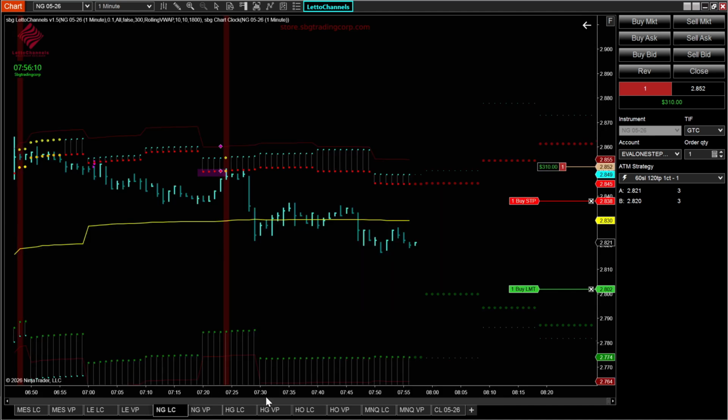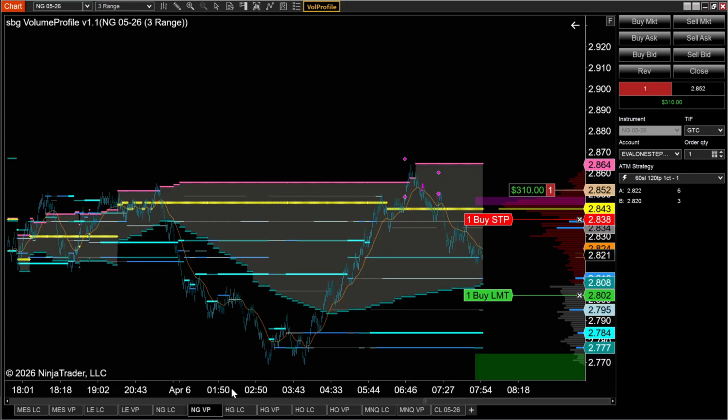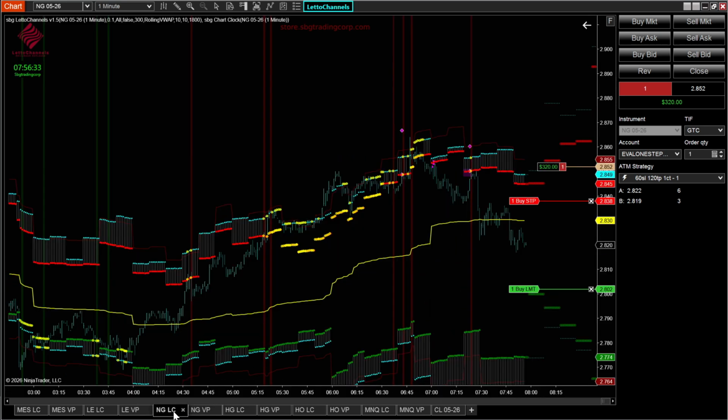We're on LettoChannels at that time. So at about 345, we hit 350. We hit the value LettoChannels low. 350 is right here. This is a LettoChannels oversold mark right there, so that's pretty significant. Would have been a good entry.